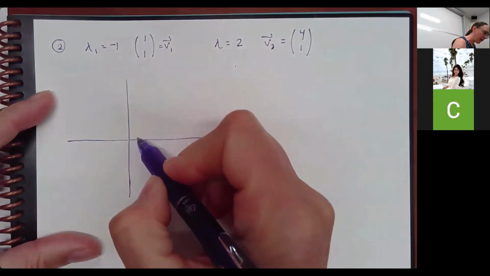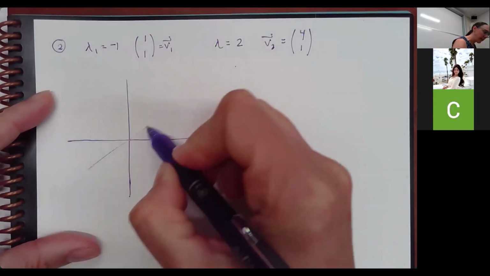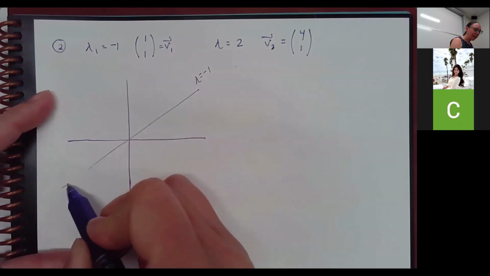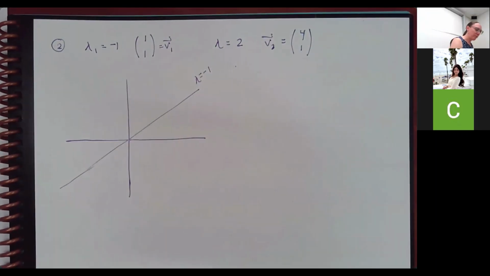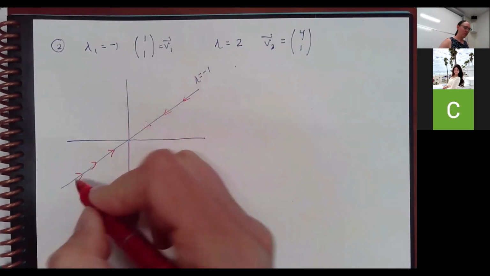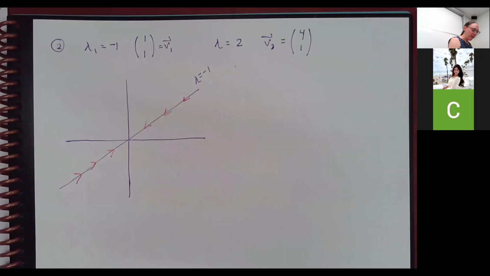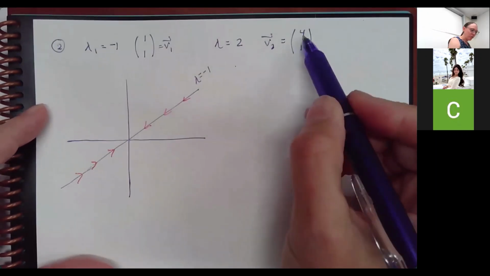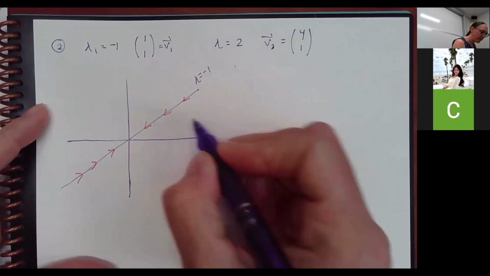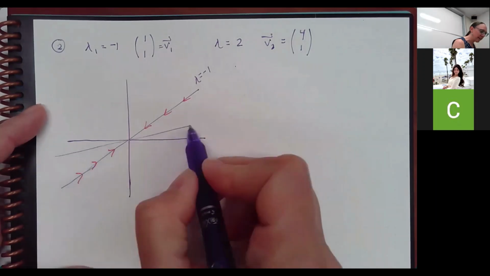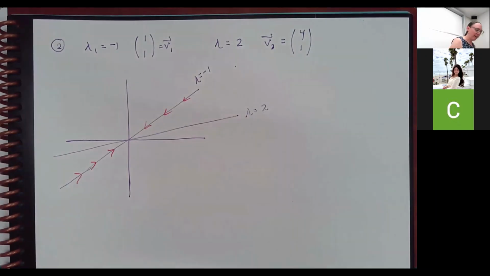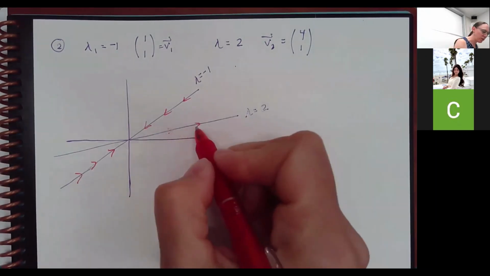1, 1, 1 to the right, up 1. And this is with lambda equals negative 1. So directly along this eigenline, I know all of my arrows are decaying into 0. And along the line that's 4 to the right, up 1, so 1, 2, 3, 4, up 1, since lambda is 2, all of my arrows are getting pushed out.